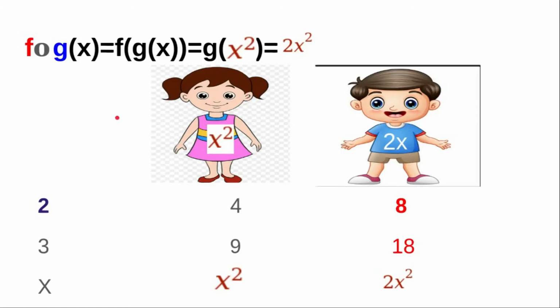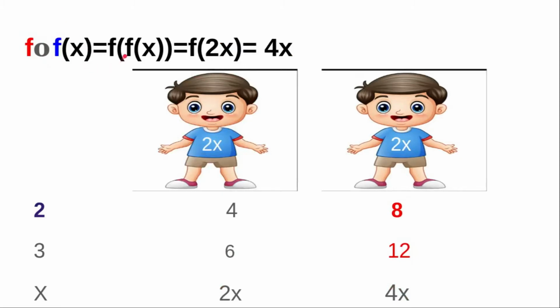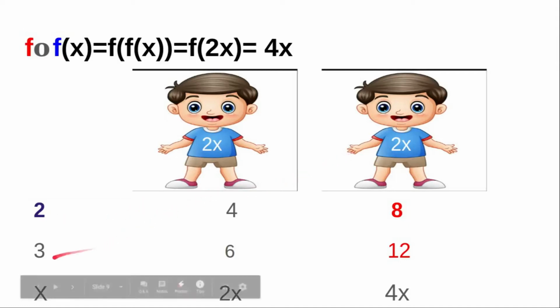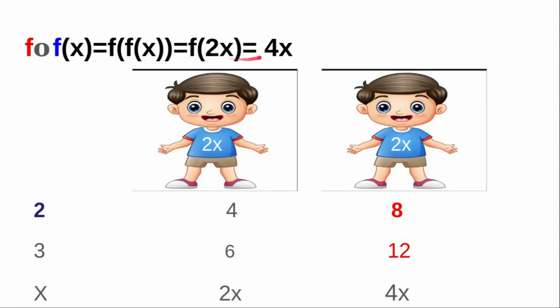Now we can find f dot f of x, that is f of f of x. Here I am taking both the functions as f. There is no g. First is f, second is also f. Now I am giving the number 2: 2 goes to 4, then 8. Therefore 2 goes to 8. Now 3 goes to 6, then 12. x goes to 2x, then 4x. Therefore f dot f of x is equal to f of f of x, that is f of 2x, that is 4x.